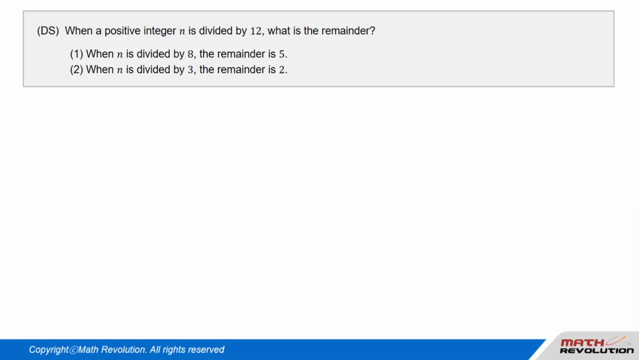Question. DS. When a positive integer n is divided by 12, what is the remainder? Condition 1. When n is divided by 8, the remainder is 5. Condition 2. When n is divided by 3, the remainder is 2.